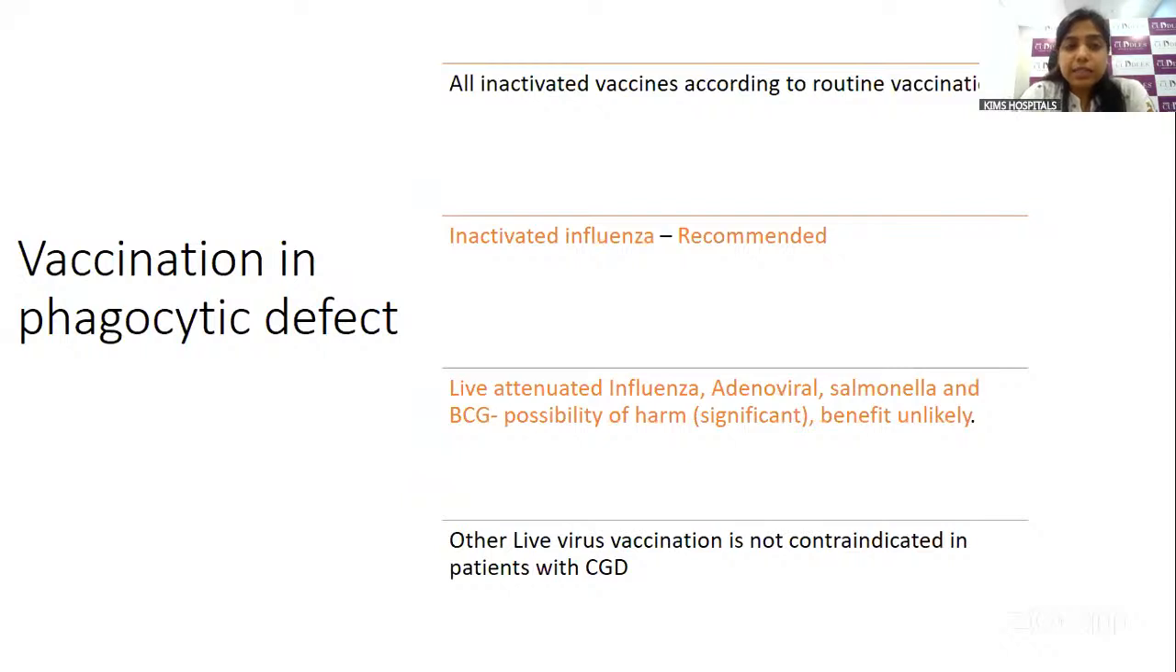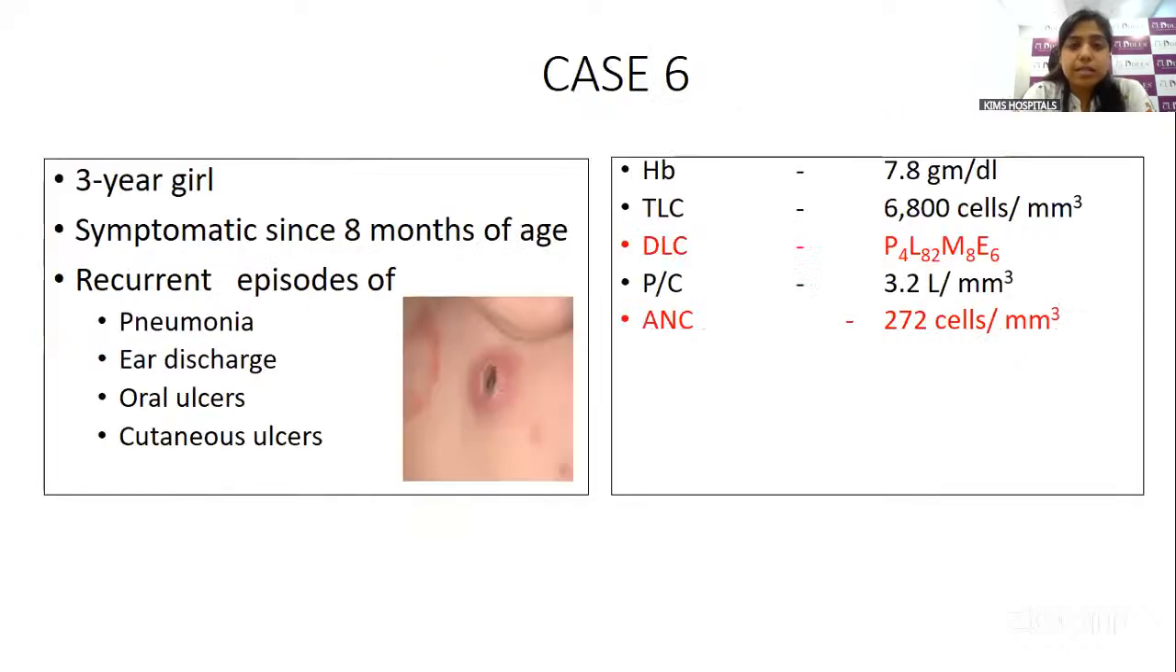Coming to vaccination in phagocytic defects, one important thing, like I said before, is that live attenuated vaccines, even BCG, will not be tolerated well. These patients can have a risk of disseminated BCG. However, the inactivated influenza vaccine is recommended in these cases.